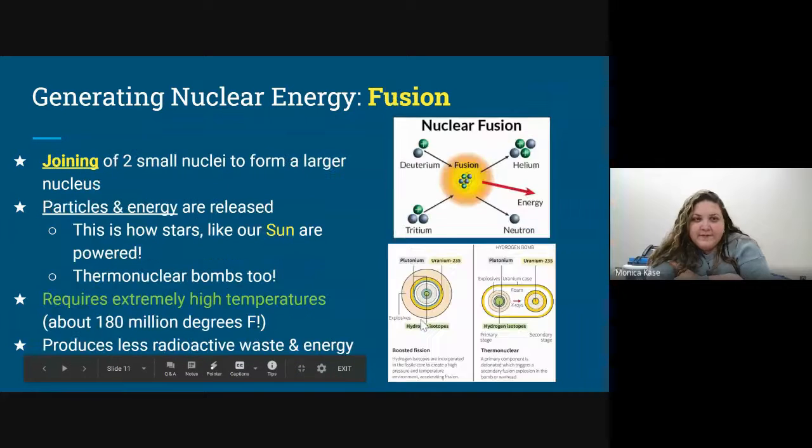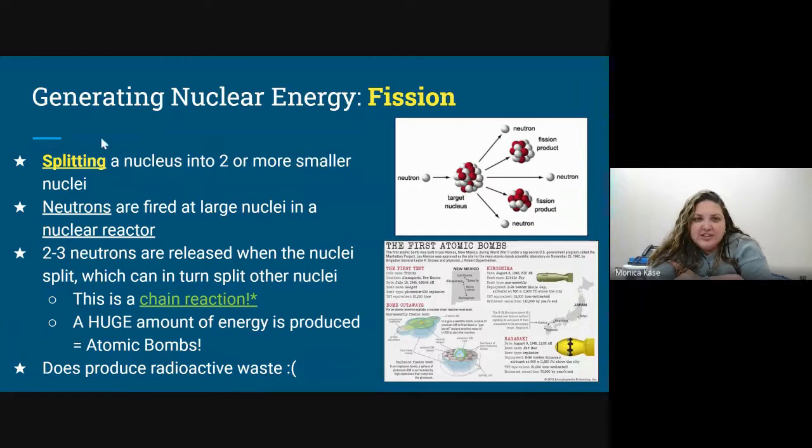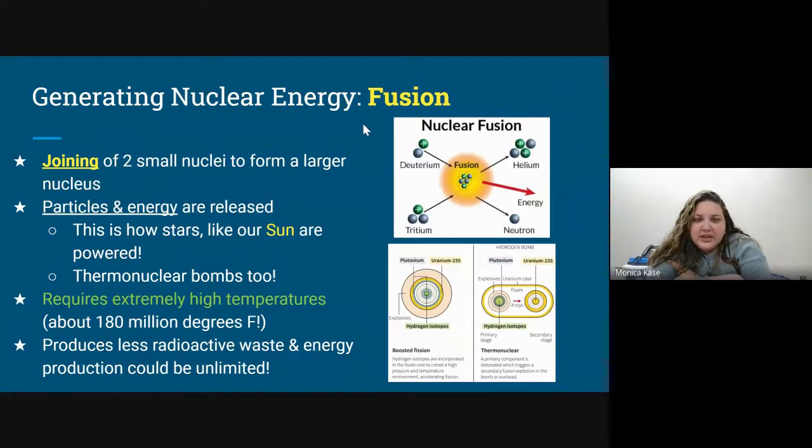So definitely have fission and that keyword of splitting be your keyword, splitting and fission together. The next one is fusion. Fusion is the joining of 2 small nuclei to form a larger nucleus. Particles and energy are released here. And this is how stars, like our sun, are powered.